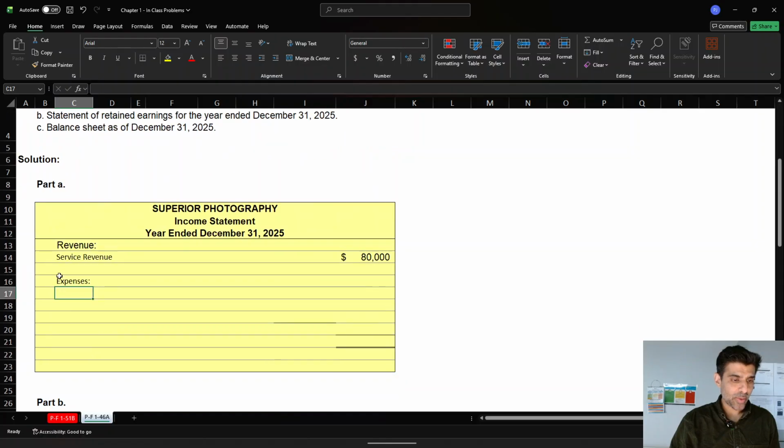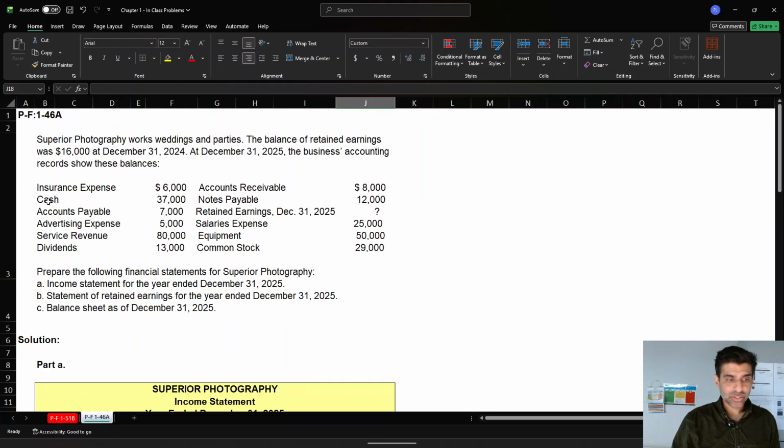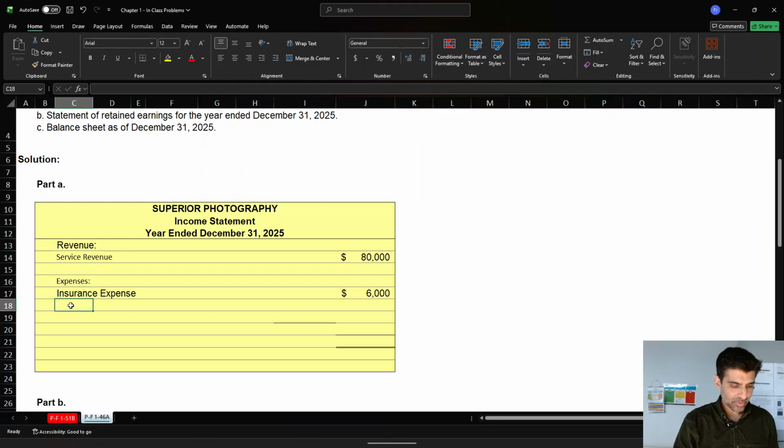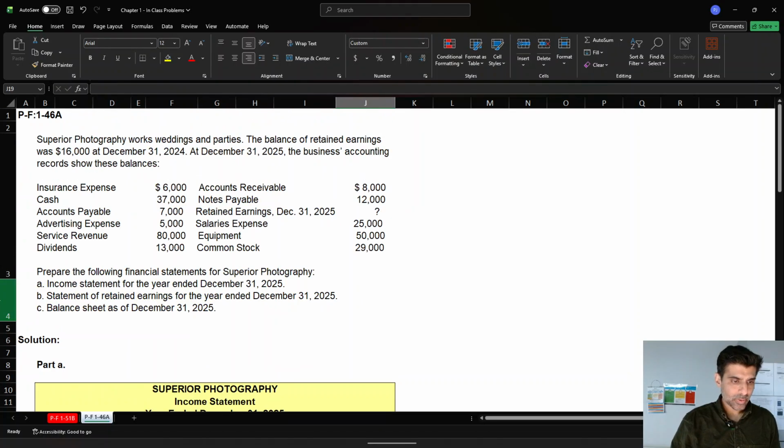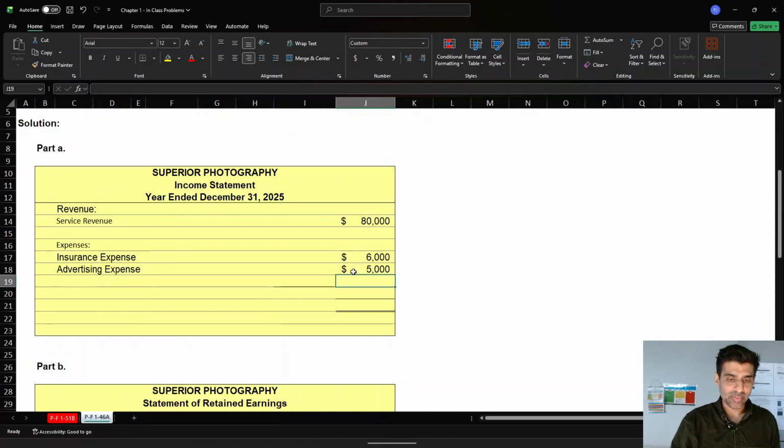what do I have? I have insurance expense, 6,000. I have cash. No, I don't need to worry about that yet. Accounts payable. No. Advertising expense, 5,000. Okay, dividends. No, I don't got to worry about that yet. Accounts receivable, that's an asset. I don't need to worry about that. Notes payable, that's a liability, also not on this financial statement. Salary expense. This though is an expense, 25,000.